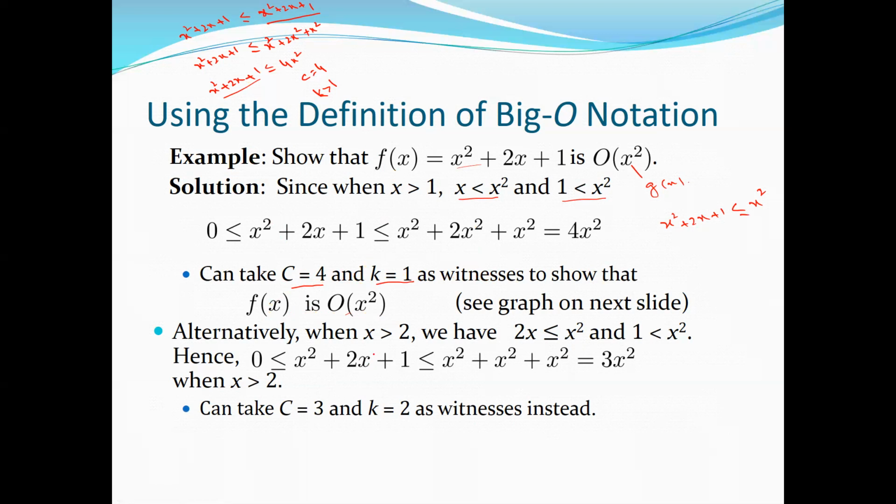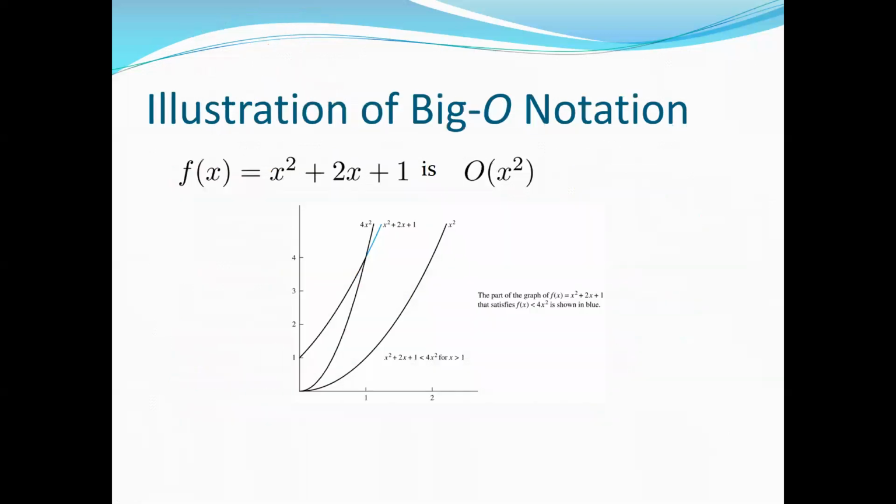Alternatively, we can present it as x is greater than 2. So we have 2x less than or equal to x square and 1. I mean, just simplify rather than having the 2, just take the x square, just replace this whole 2x with x square, and simply again this will become 3x square. The c value will change and the k value will change, but you have the witness pairs for this relationship in either way, right? So here is the graph of this one.